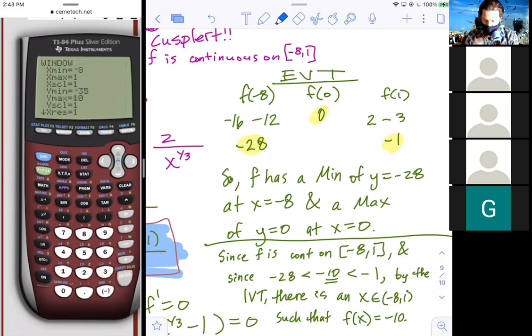What the heck? Okay, I'm going to hit graph and see what happens. Come on, graph. Come on, graph. I wish the calculator played music in the background.